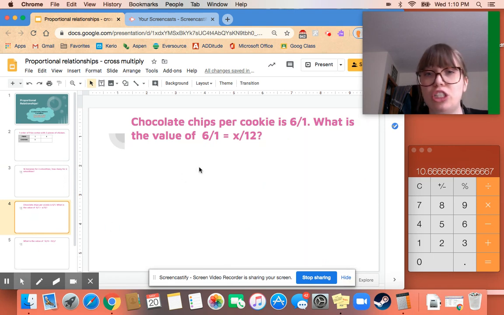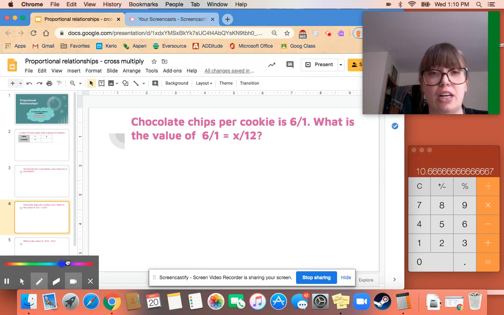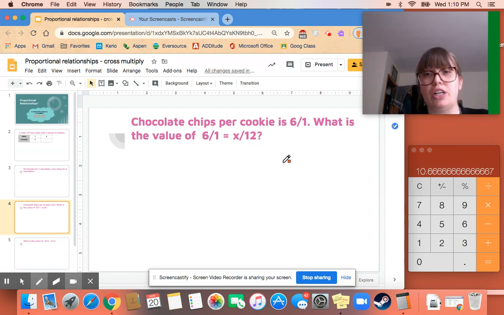We've got chocolate chip cookies. And it says chocolate chips per cookie is 6 per 1. You're going to see things written this way. That's why I've written it like this. But all you have to do is kind of tip it over. The 6 is on top. So I actually have 6 chocolate chips per 1 cookie.